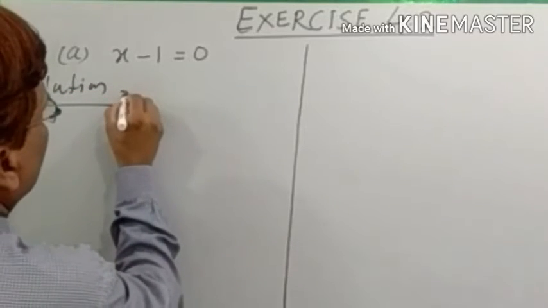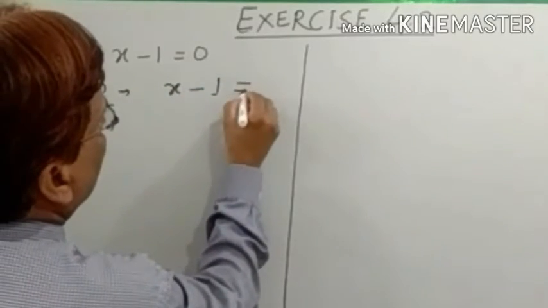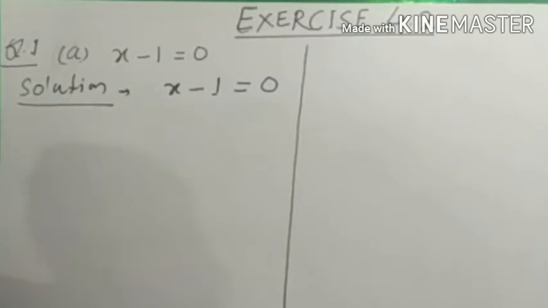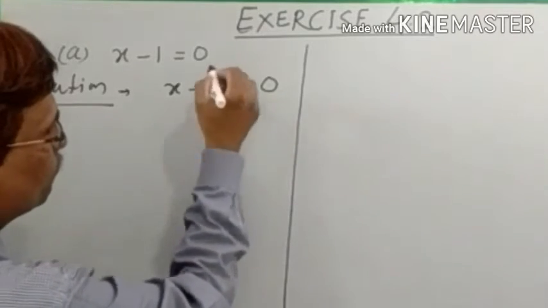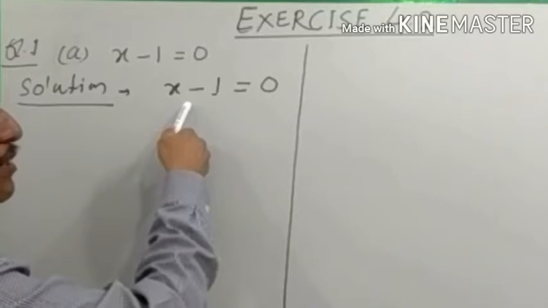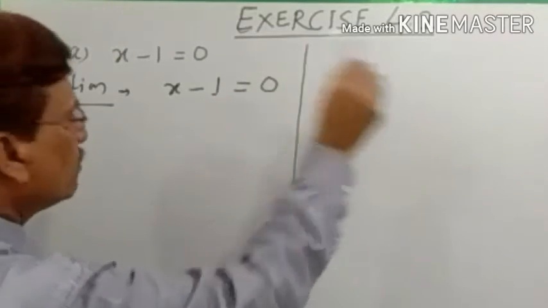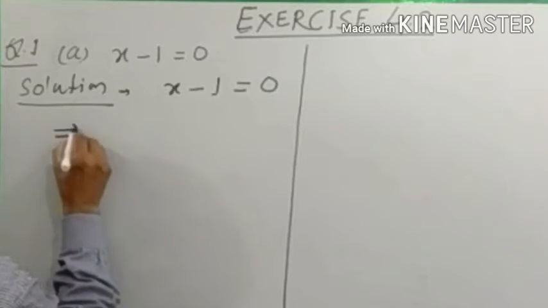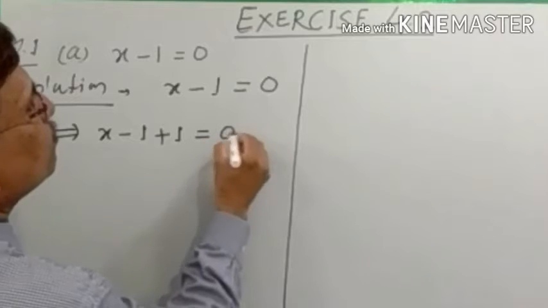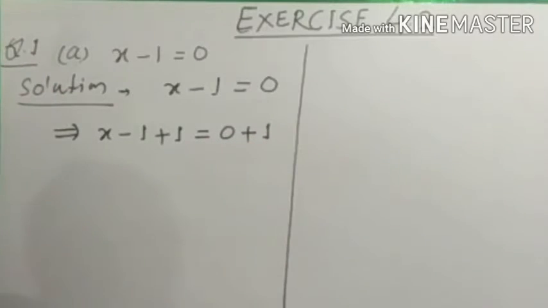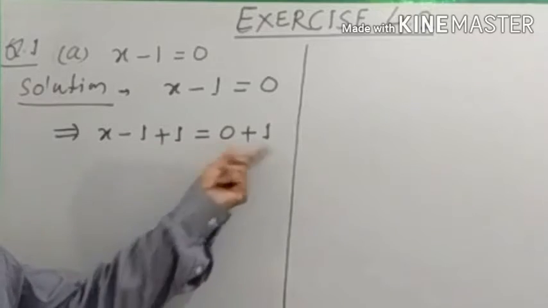Solution: we have x minus 1 is equal to 0. Okay. We have to remove 1 from the left hand side, so we have to add plus 1 to both the sides. x minus 1 plus 1 is equal to 0 plus 1. We add the same number to both the sides.